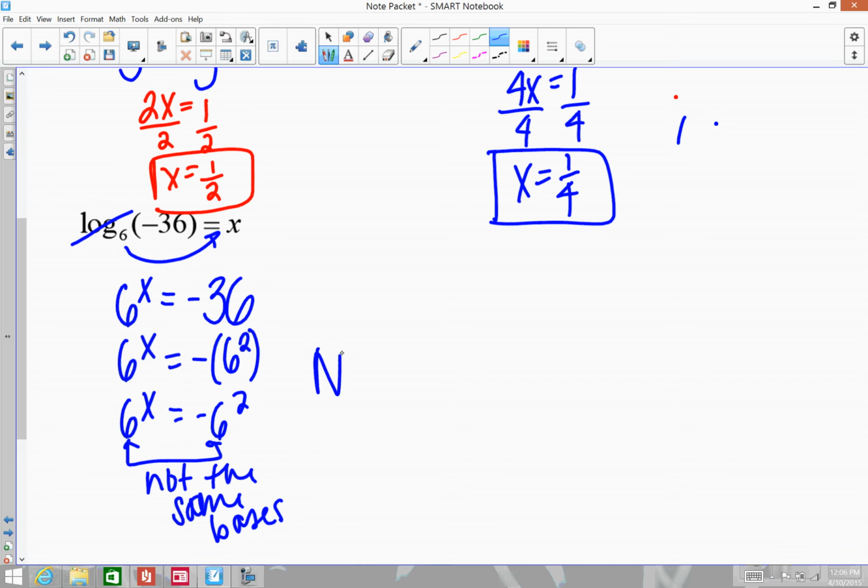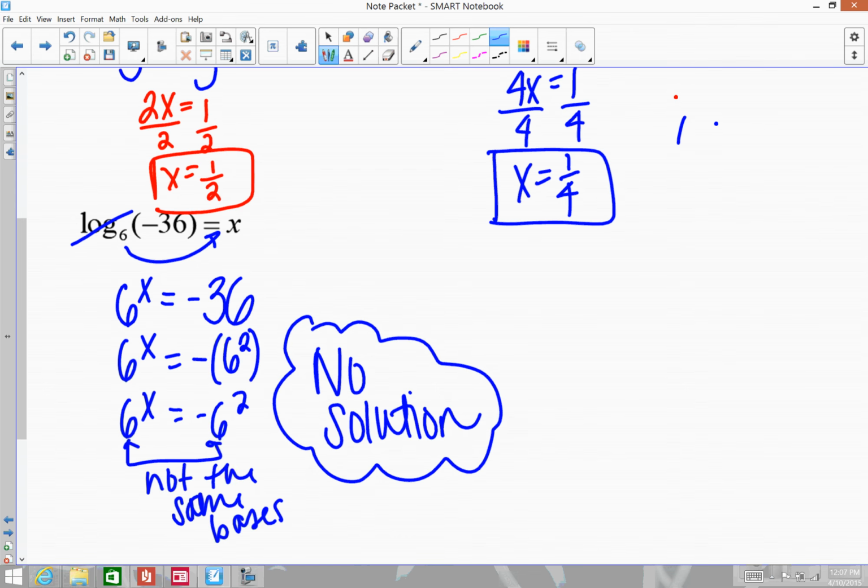So that tells me that there's no solution to this. So basically, what we're looking at is there's no way that I can take a number, raise it to a power, and get out a negative number when the number I started with is positive. So since that's the case, you could have said that right from the beginning. But if you get down to here and you're like, well, wait, these bases aren't the same, so I can't just drop them and say x equals 2 because it's not true.